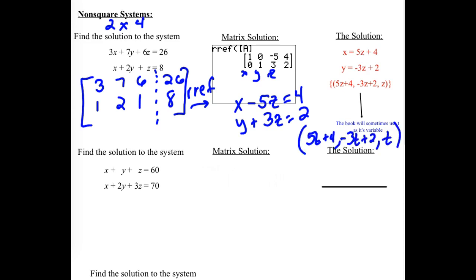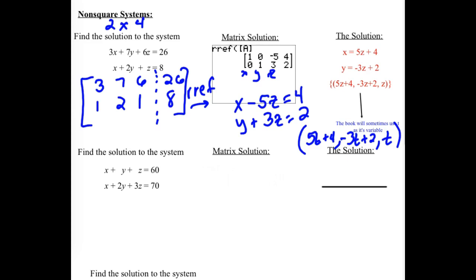Okay? You don't have to change them to t's. I'm just pointing it out because they're saying z can be anything. We can change it to a different letter. All right? You don't have to do that, but if you're checking your answer and you're going, where did this t come from? That's why. Okay? Questions so far?